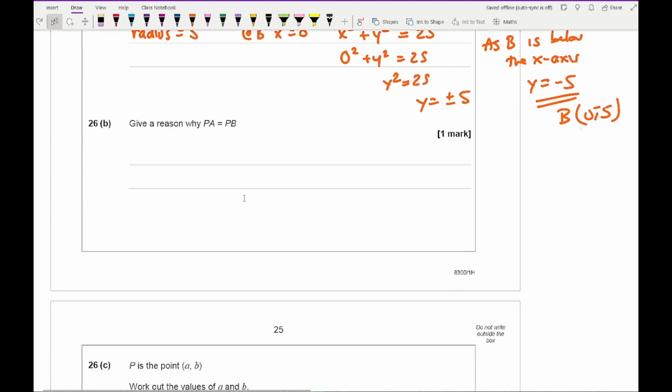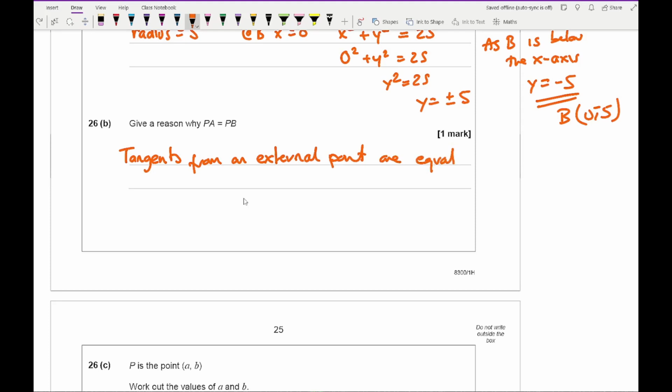Then for 26b, it says give a reason why PA equals PB. And this is using a circle theorem. So all we just need to write here is something along the lines of that tangents from an external point are equal in length. So something along those lines would be absolutely fine.